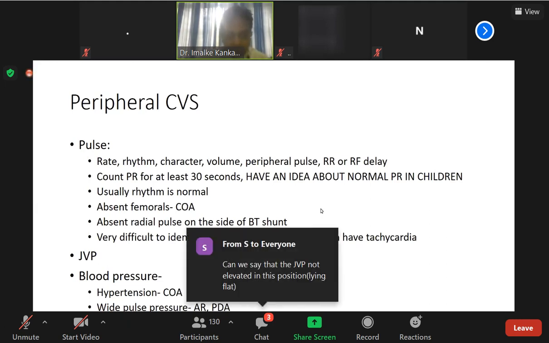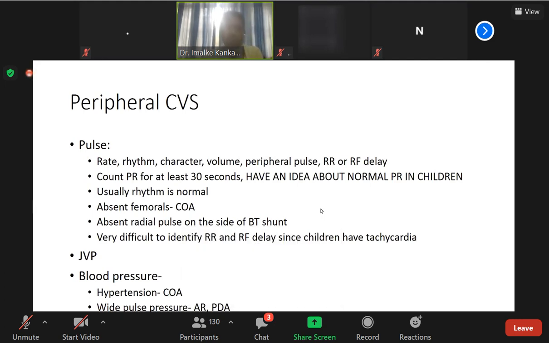Can we say when presenting that I can't comment on JVP because the child is not at a 45-degree angle position? Well, you can say, but I don't know how in adults, because sometimes we might put children at a 45-degree angle on the bed.